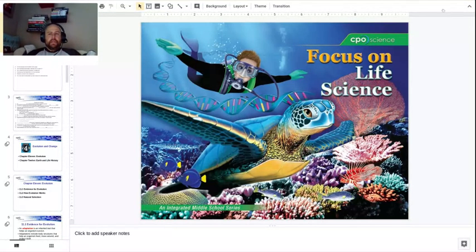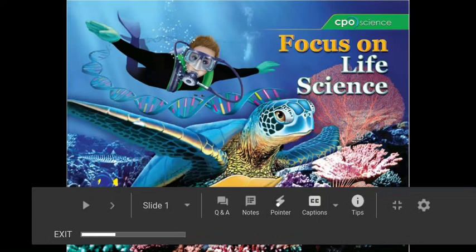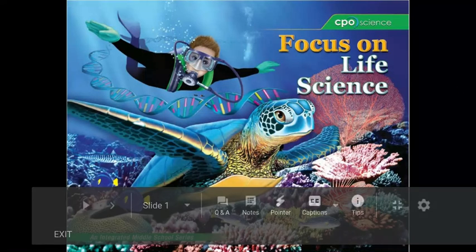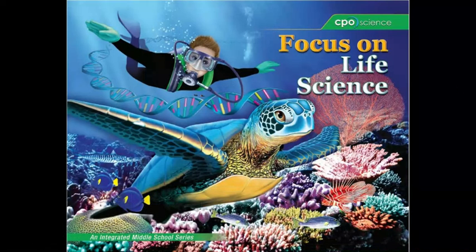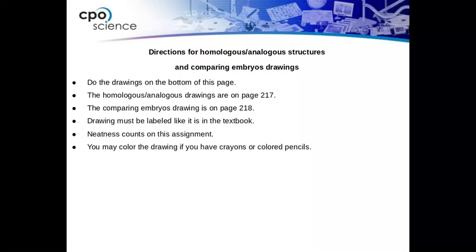So let's take a look at my favorite set of lessons that we do for the entire year, evolution, my favorite topic. Here we have the instructions for the first drawing that you are going to be doing. This is homologous and analogous structures. We'll get to that in this presentation, and the comparing embryos drawing.